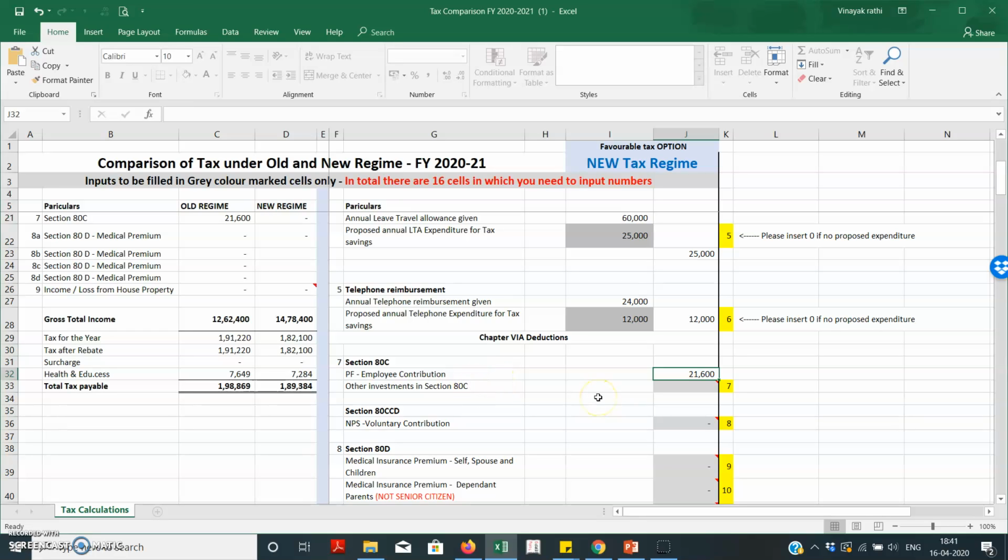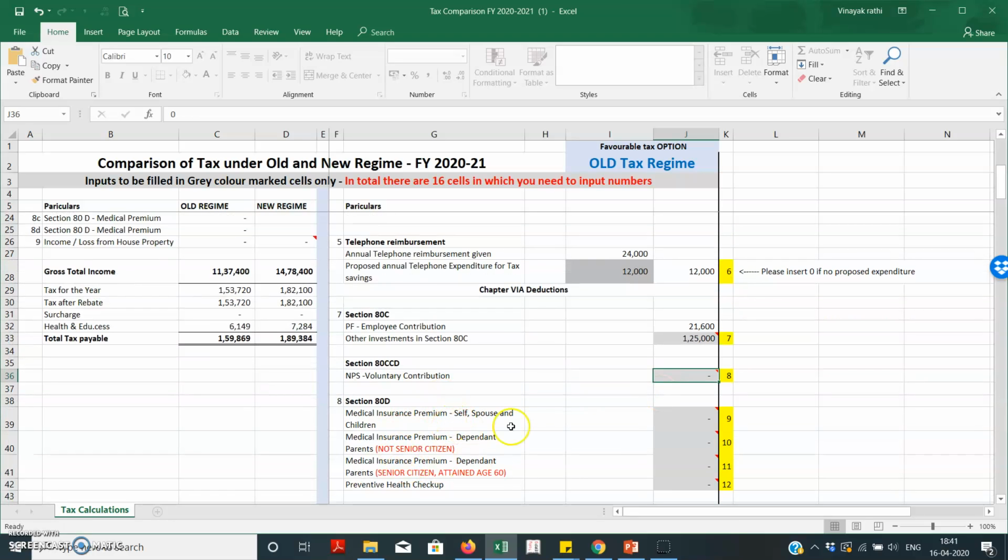Other investments in 80C include premiums for life insurance, tax saver fixed deposit, children's tuition fee or term fee, National Savings Certificate, post office savings scheme, tax saving mutual funds, principal loan repayments, public provident fund, and unit linked insurance plan of UTI or LIC. Let's say in our example, the total of all of these is close to 1,25,000. 80CCD refers to National Pension Scheme voluntary contribution. In our example, let us take it as 0.